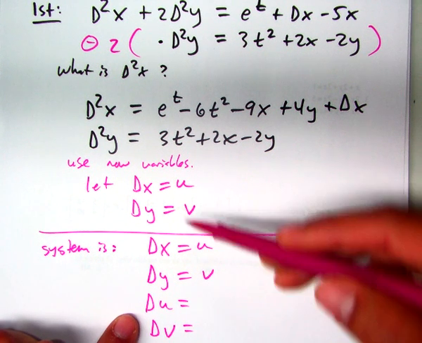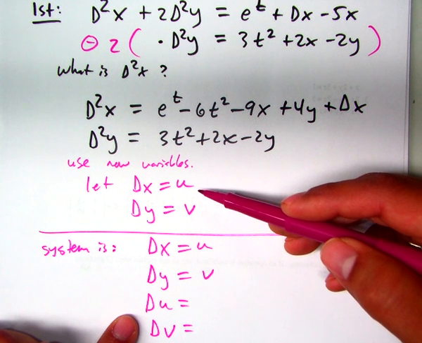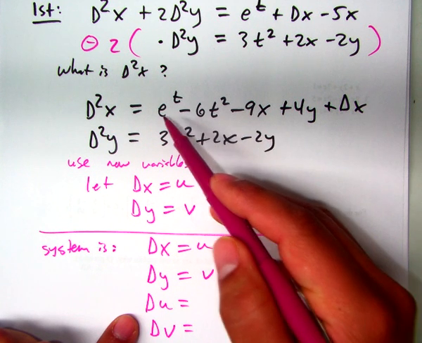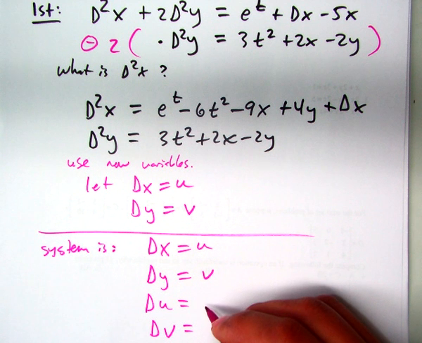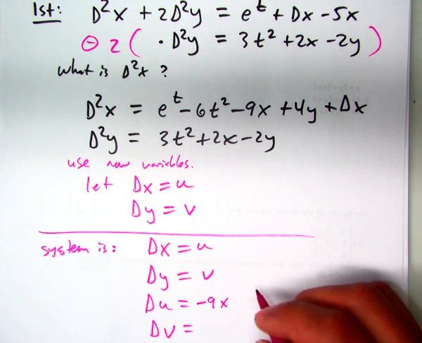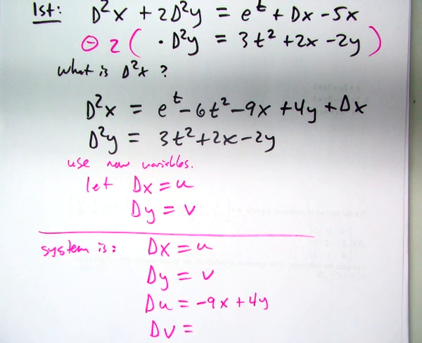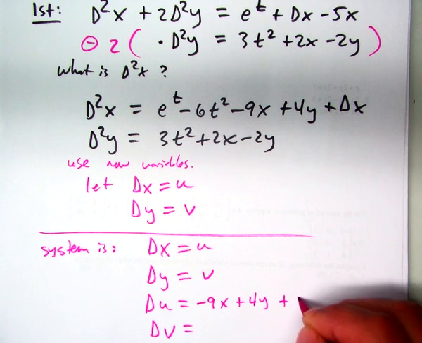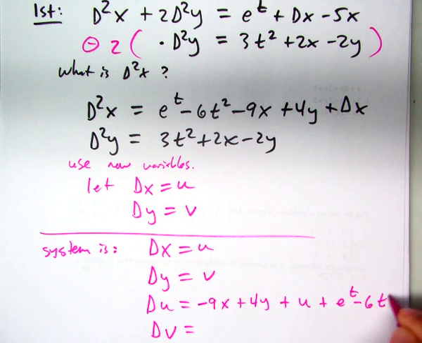So Du, going back here, if u is Dx, then what's Du? Du would be D²x. So D²x is just going to be this. So I'll have, and I'll put it in the right form, minus 9x plus 4y plus, I don't want to use Dx, I will use u. And we have e to the t minus 6t².